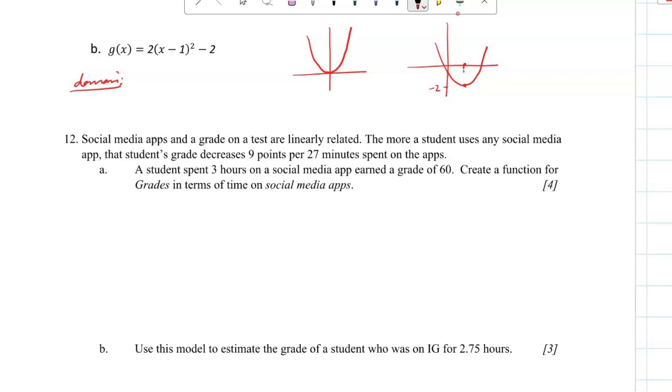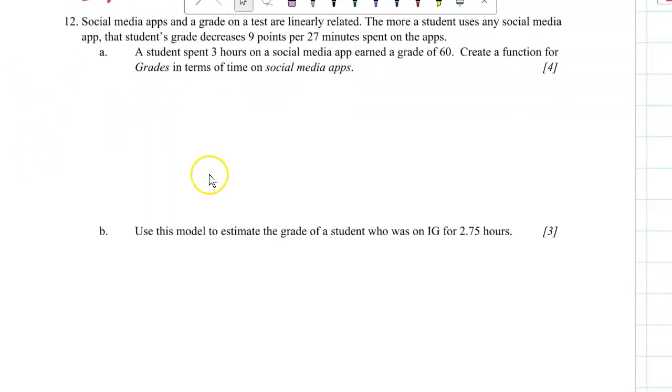Domain of the x values. Think of it this way: you can take any x value. Domain is the input. What can you put in here? You can put in any x value. But then range is negative 2, included, till infinity.